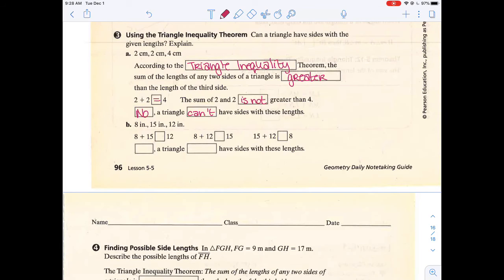Okay, part B, we got 8, 15, and 12. Well, 8 plus 15 is greater than 12. 8 plus 12 is greater than 15, and 15 plus 12 is greater than 8. So yes, a triangle can have sides with these lengths.